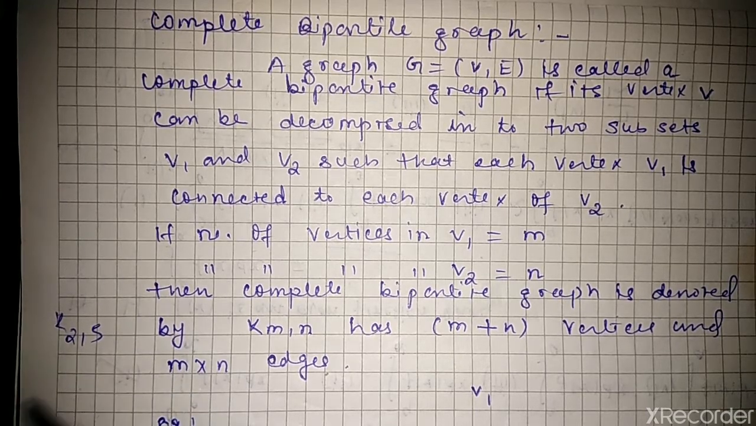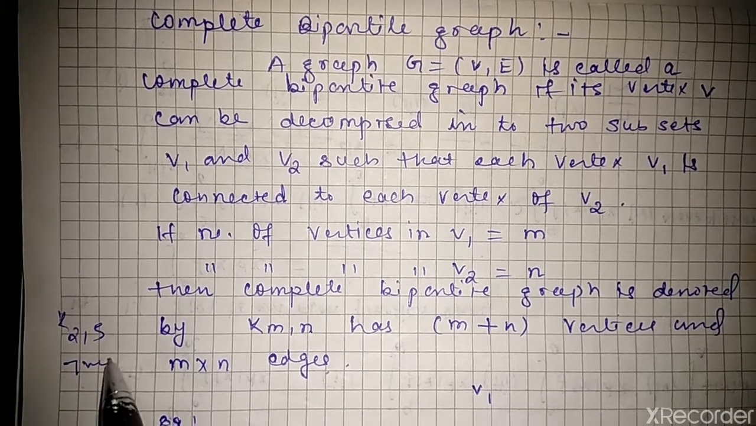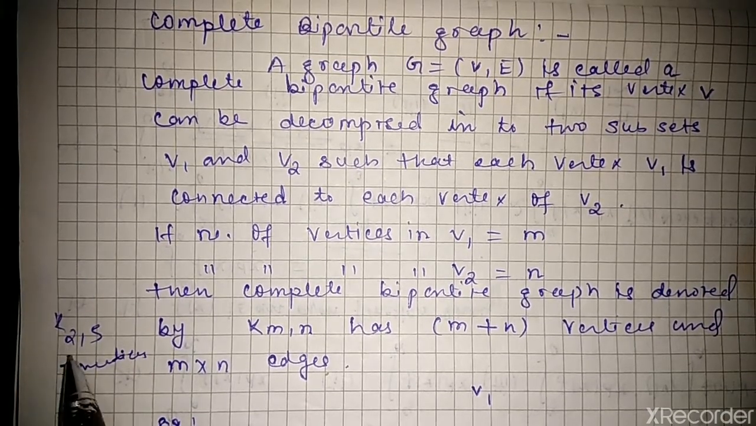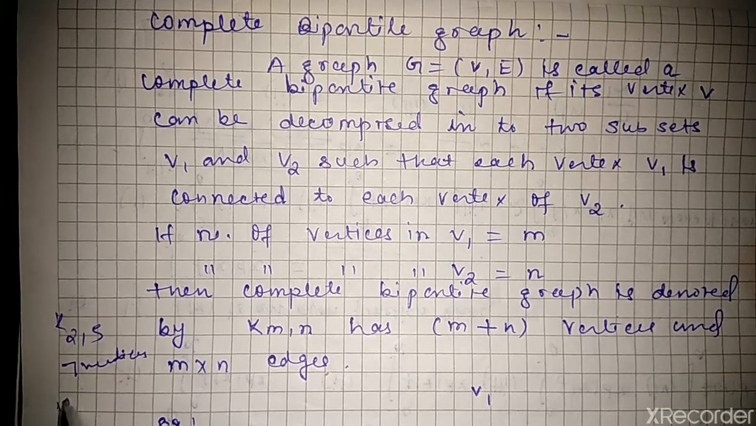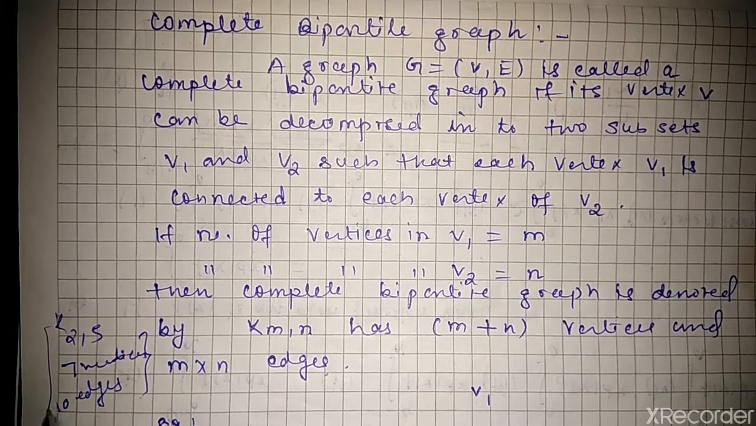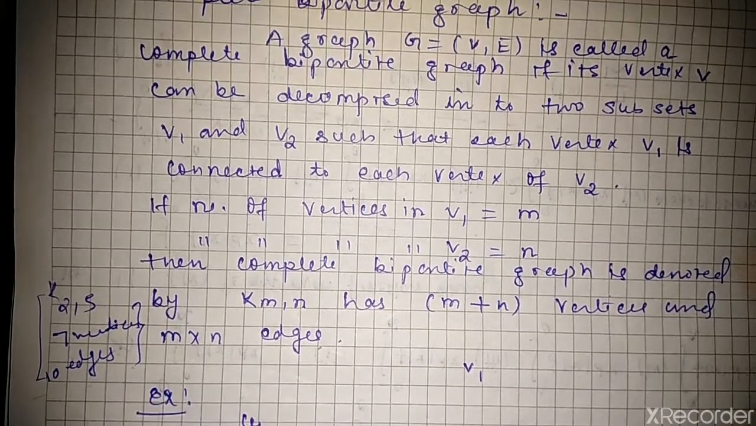So we have 7 vertices. Fine. And if we are asked for the number of edges, then we just multiply this value, so we get 10 edges. This is an objective question that can be asked in your exams. So here we will see an example.